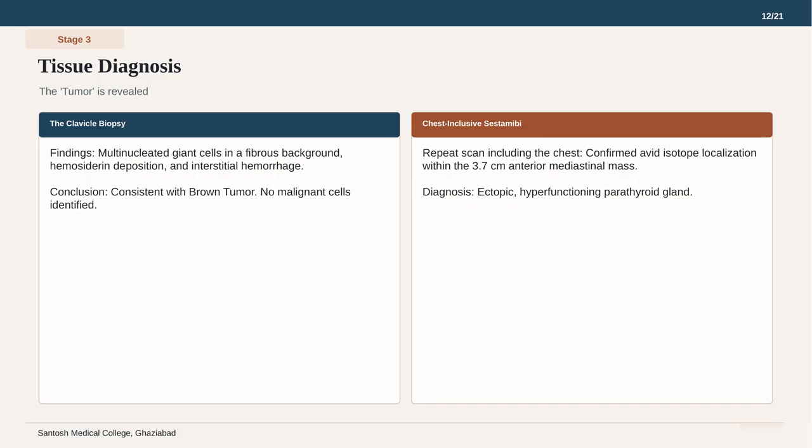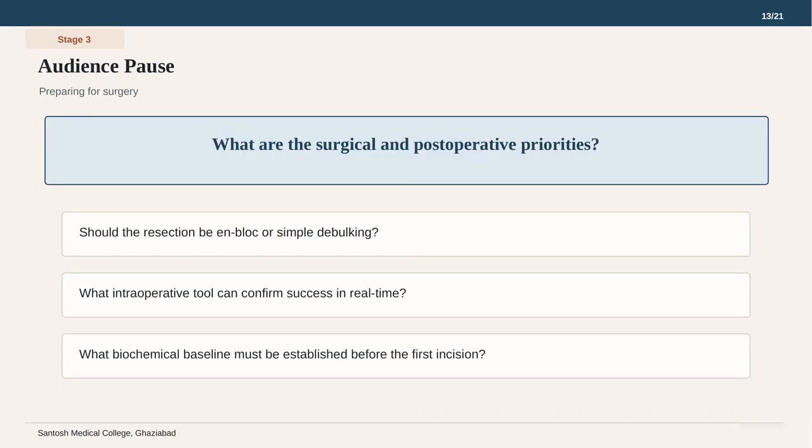Before we proceed to the operating room, let's consider the surgical priorities. This final audience pause focuses on the preparation for surgery. We need to decide on the best surgical approach. Should the resection be a simple debulking, or is a more extensive en bloc resection necessary given the suspicion of carcinoma? We also need to think about what intraoperative tools can confirm that we have successfully removed the hyperfunctioning tissue in real time. Finally, what biochemical baselines must be established before the first incision is made?